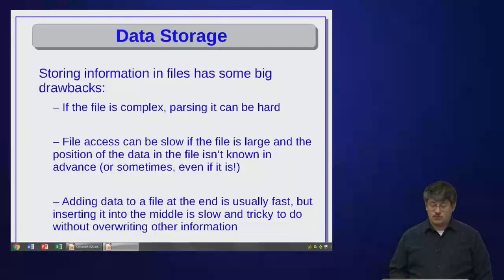And that can be hard, and it can also be slow. File access can also be really slow if the file is large, because it can take a long time to read off the disk, especially if we don't know the position of the data we're looking for in advance. If we're looking for something at the end of the file or at the beginning of the file, it's pretty easy to retrieve it using Python. But if we want to find something in the middle and we're not sure exactly where that is, we're going to have to read in that entire file and scan all the way through until we find it. And that can take a lot of time.